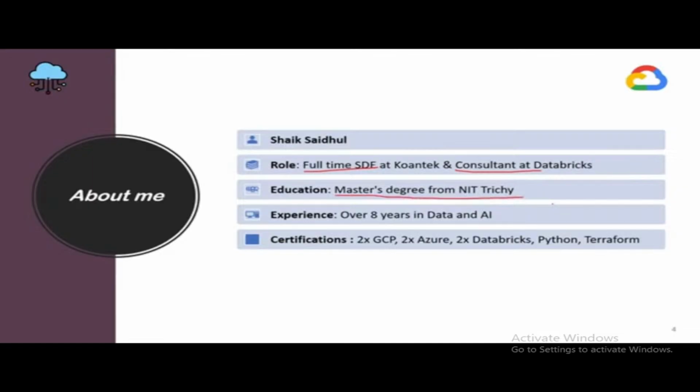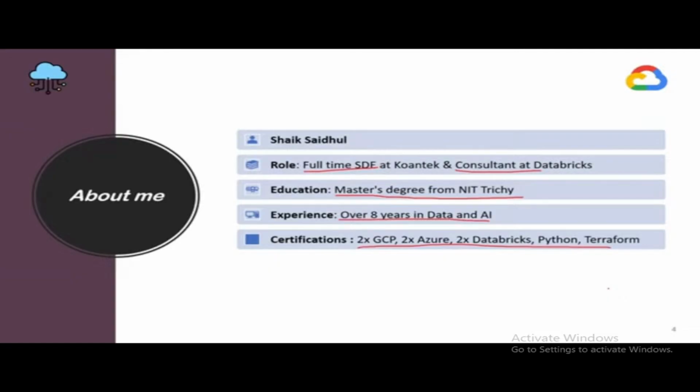This is one of the top 10 colleges in India, and I have more than 8 years of experience in the data and AI field. From the last 8, I would say 9 years, I have been closely working in data and AI on different tech stacks. I have worked on on-premises and on almost all the cloud platforms: AWS, Azure, IBM, GCP, and even Oracle. I have done many certifications in the cloud platforms as well, and in Python, Terraform, and others. So this is all about me, guys.